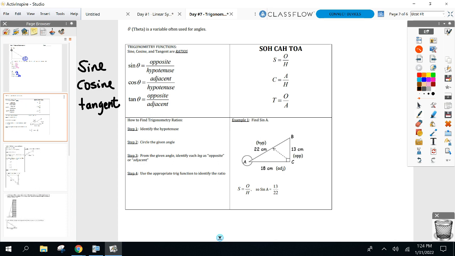SOHCAHTOA. Her brother's name. How many of you are believing that? All right, we'll see. You can do your research later on.